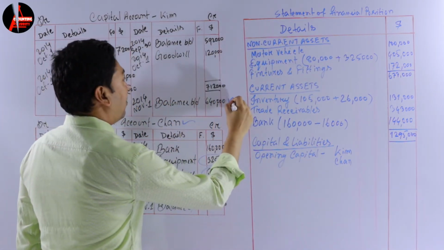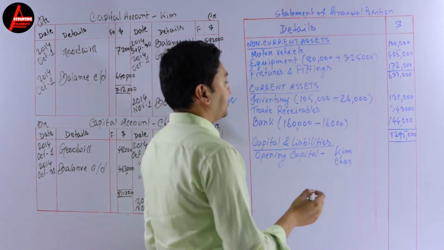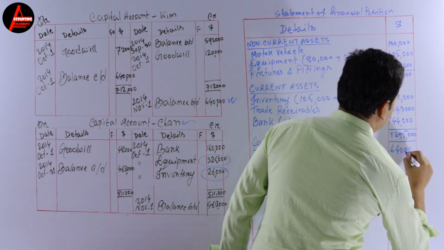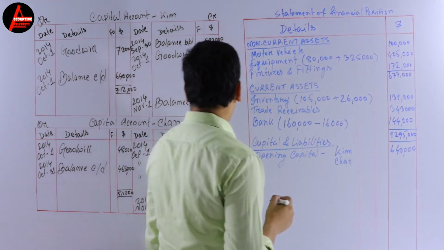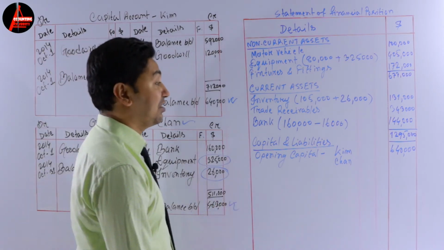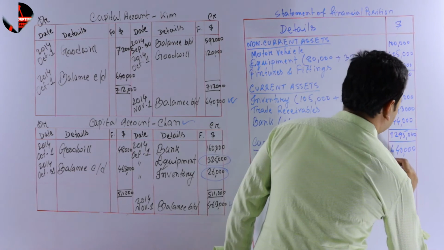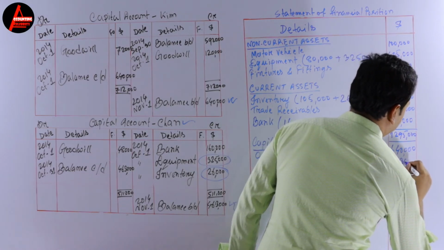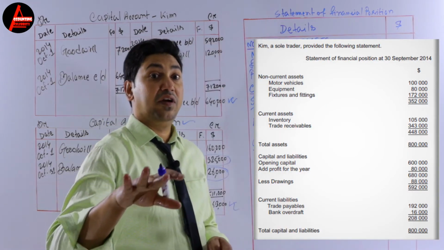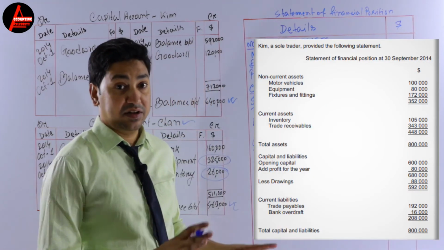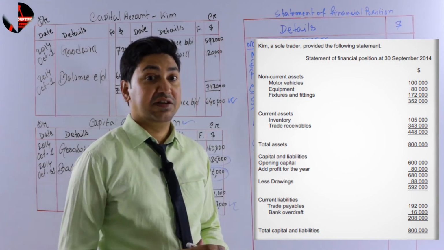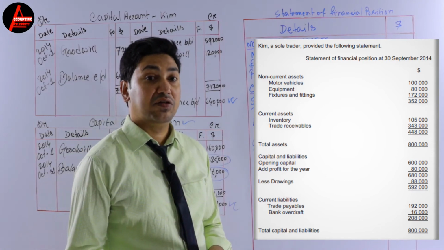Kim has now capital which is $640,000. And Chen has capital right now which is $463,000. Here we have profit for the year. There is no profit for the year, we just started the business, and there are no drawings here. And then what will be the next?